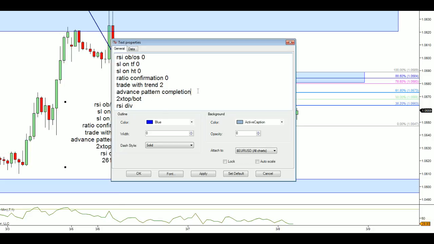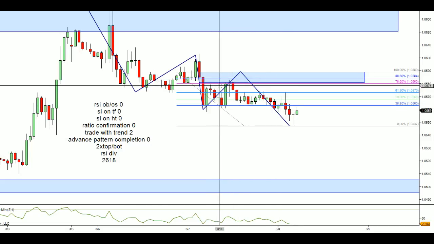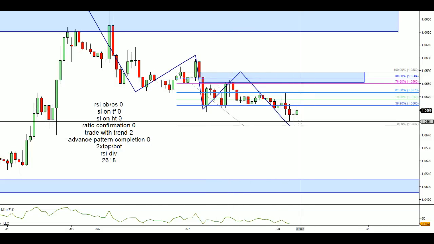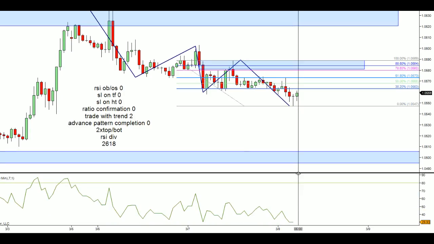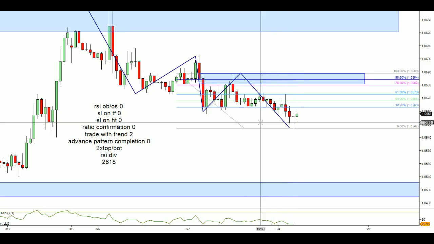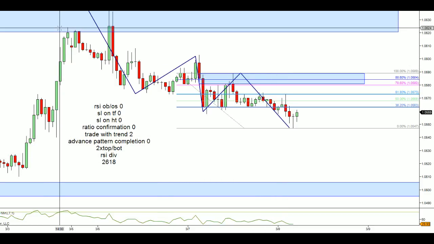Okay. So no advanced pattern completion. Do we have a double top or double bottom? No, we do not. Do we have RSI divergence? No, we do not. And no, we do not have a 2618 trade. Now, let me draw a line in here.